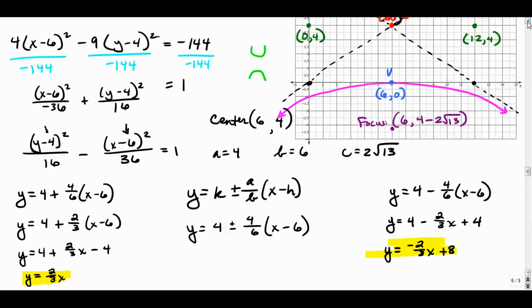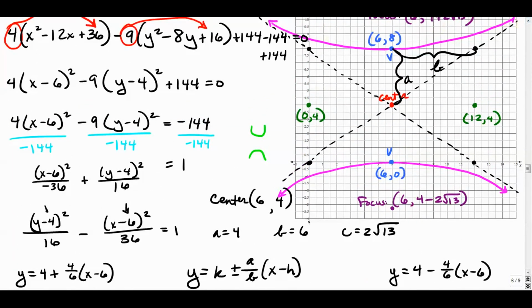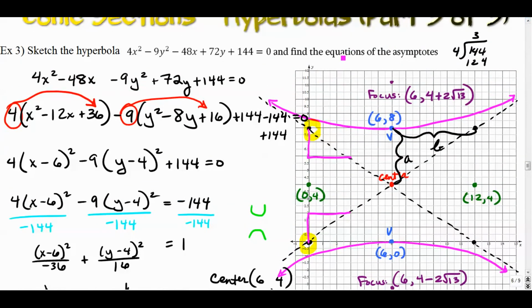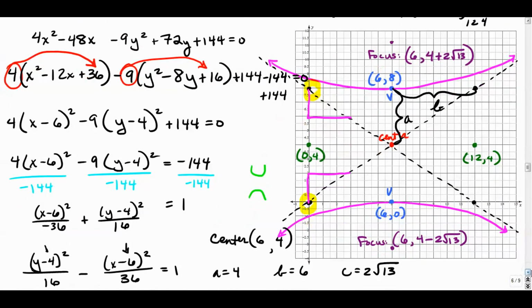And we can kind of confirm that with our graph too. You can see that the y-intercept is positive 8 and the other one is 0, and you can just simply do a rise over run. 2/3, negative 2/3, and you're done. The directions simply asked us to sketch the hyperbola and find the equations of the asymptotes, which we did. There's a lot of work there.